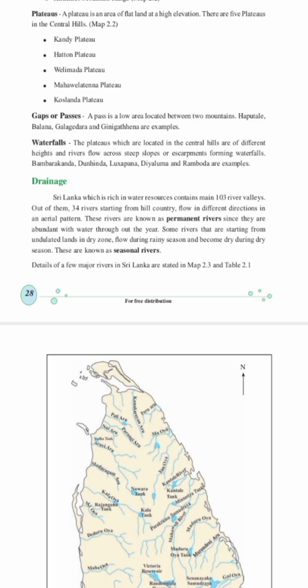Okay, some rivers that start from undulating lands in the dry zone flow during the rainy season and become dry during the dry season. Now here, Putala, these seasonal rivers fill when the rainy season is active. Again, with the high temperature of the dry zone, those are getting dry. Those we are calling seasonal rivers.